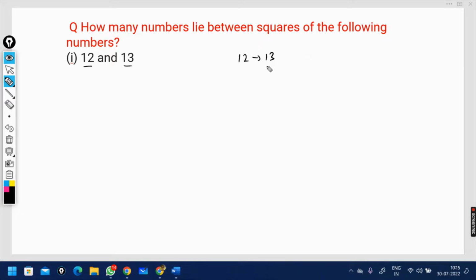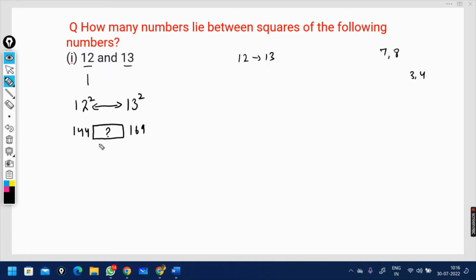What are the consecutive numbers? That they come one after another, like 7 and 8. They are consecutive numbers, or let's say 3 and 4. These are consecutive numbers, right? So now in this question we have to take the square of 12, and then take the square of 13, and then find out how many numbers will come between the squares of these two. So I'm sure you know the square of 12 is 144, and the square of 13 is 169. And now you have to tell without counting how many numbers will come between 144 and 169.